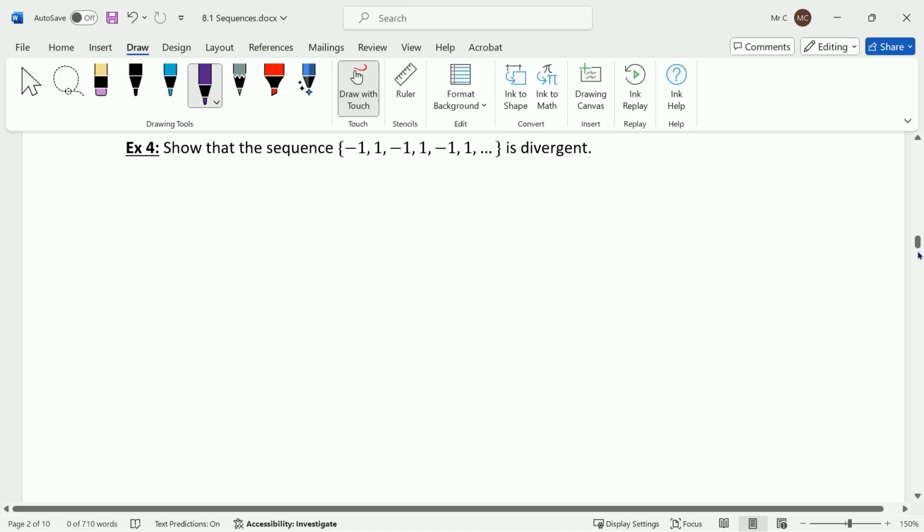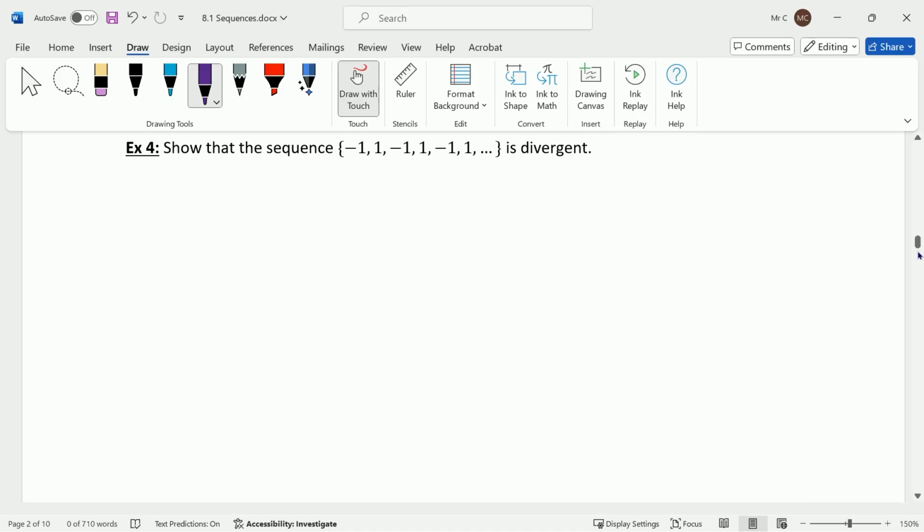So we have the sequence -1, 1, -1, 1, -1, 1, and so forth. So the general term for this sequence looks like (-1)^n. And we want to show that this sequence diverges. Now, graphically, this sequence is pretty easy to understand. It just alternates between -1, 1, -1, 1, and so forth.